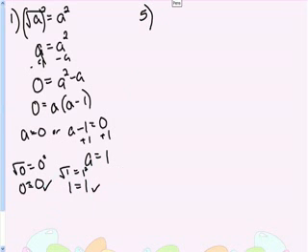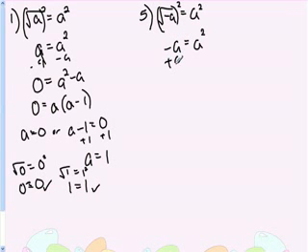Number 5. We have the square root of negative a equals a. Again, my radical is already by itself, so I can go ahead and square it. And I will get negative a equals a squared. Same process as the last one. If you have an a squared and you have an a, you've got to factor them, which means they need to be on the same side. So I'm going to go ahead and add the a. 0 equals a squared plus a.